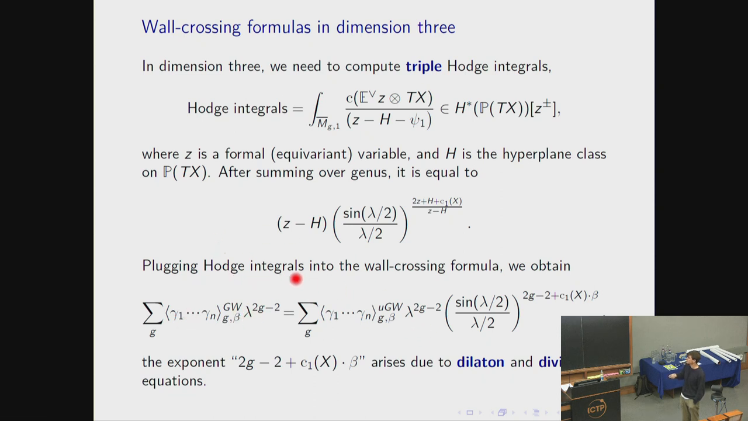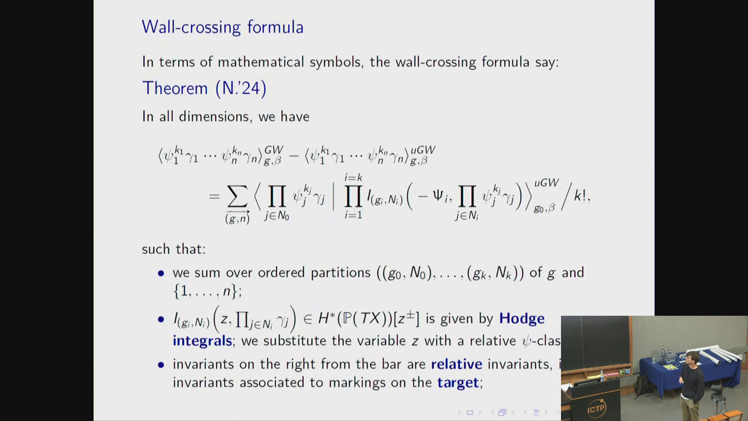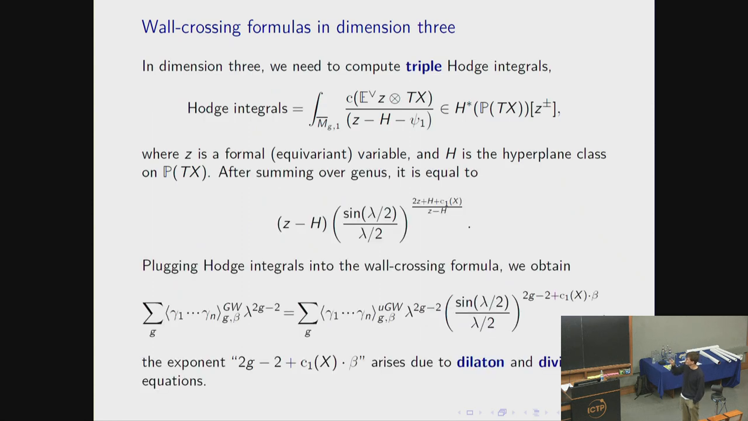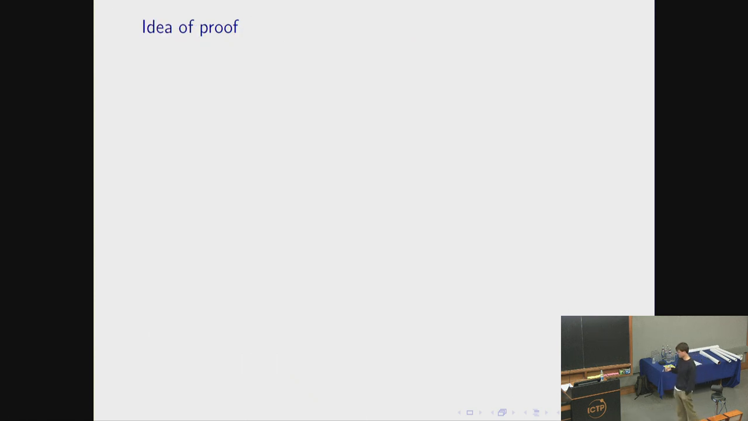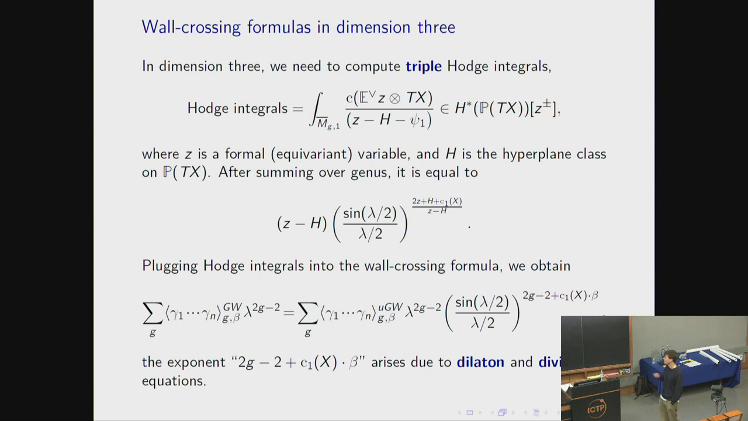So if we plug it into the wall crossing formula, dropping a lot of details, it results in the formula stated at the beginning of the talk that compares Gopakumar-Vafa invariants to Gromov-Witten invariants. In particular, we show that unramified Gromov-Witten invariants are also related to Gromov-Witten invariants via the same formula, so unramified Gromov-Witten invariants are actually equal to Gopakumar-Vafa invariants when the target is a Fano threefold or a Calabi-Yau threefold, and the class beta is not a multiple of any other classes.